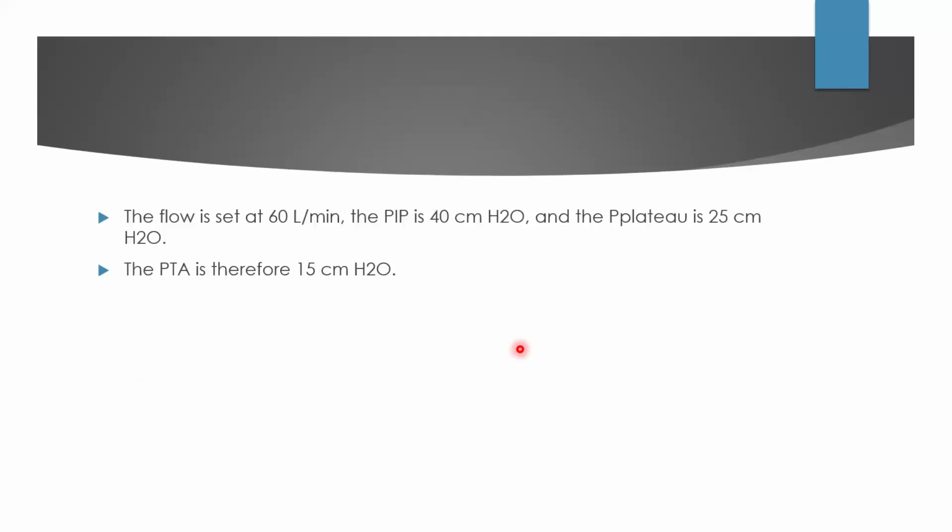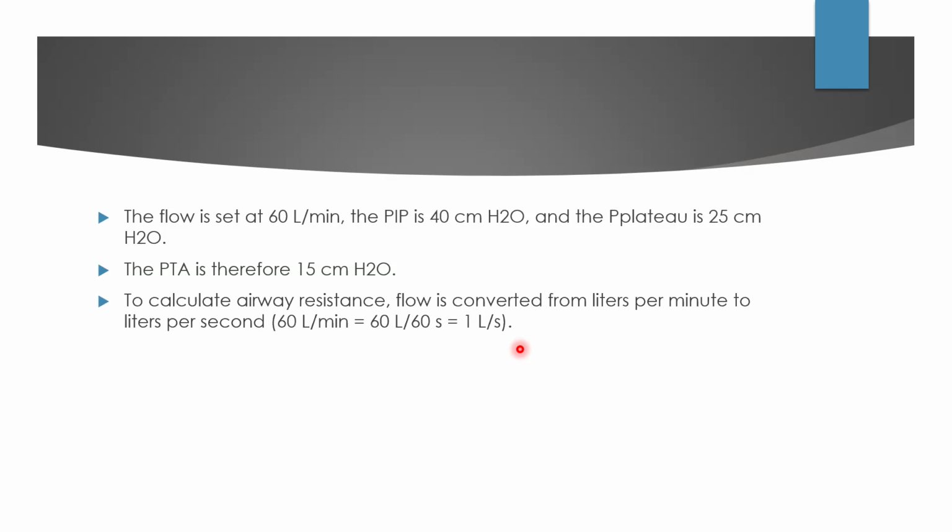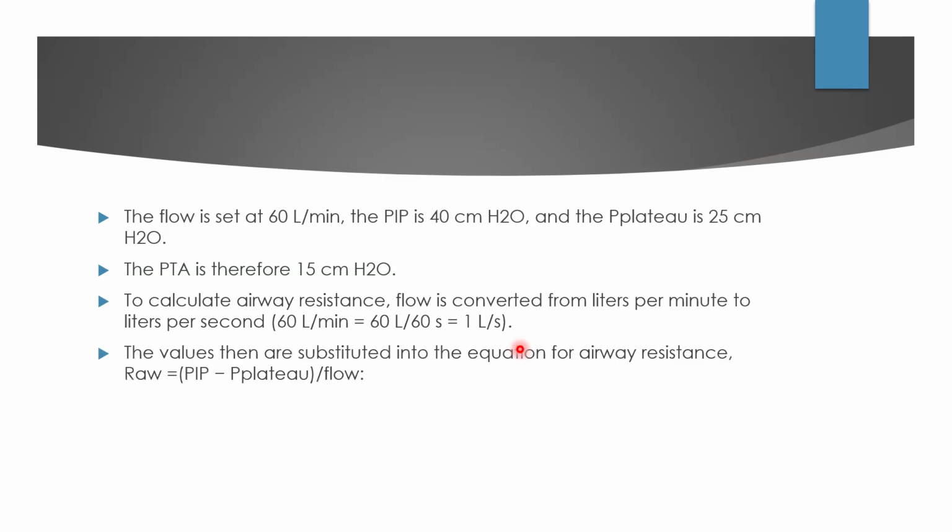Just taking an example, when the flow is 60 liters per minute, the peak inspiratory pressure is 40 and the plateau pressure is 25, we have a trans airway pressure of 40 minus 25, which is 15. We convert 60 liters per minute to liters per second, which is 1 liter per second. We can calculate 40 minus 25 divided by 1, which equals 15 centimeters of water per liter per second, the resistance of the airway.